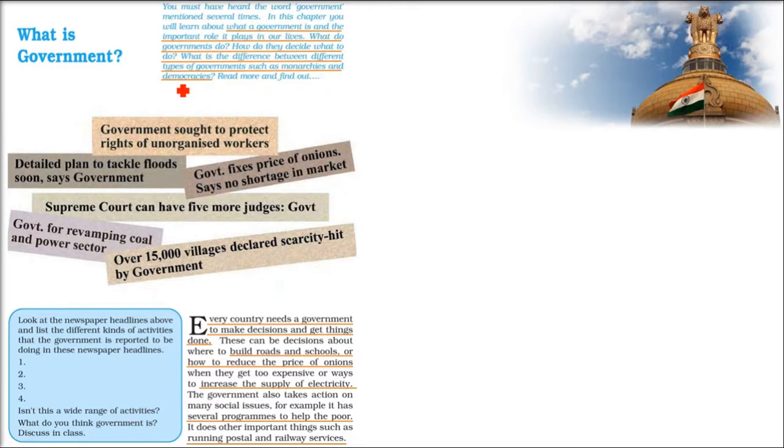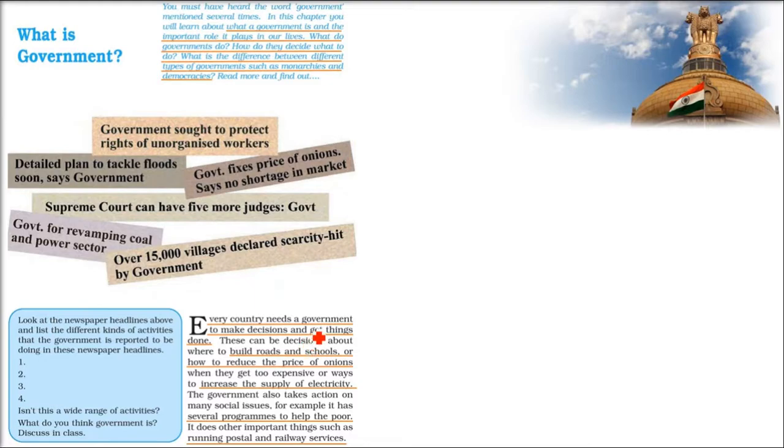We are going to take two types of government, that is monarchies and democracies. Monarchies means we have a king or queen, and democracies means the people are making the government. So every country, small or big, needs a government, because there are certain decisions that have to be taken. There are certain things to be done for the whole country.